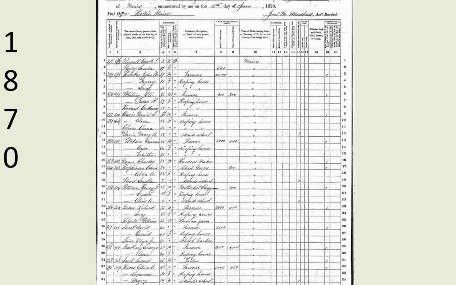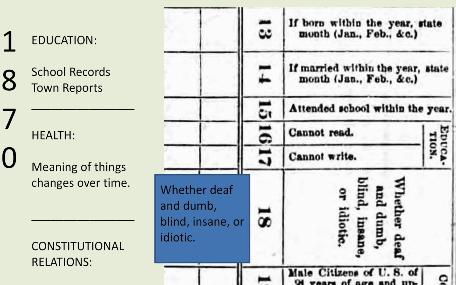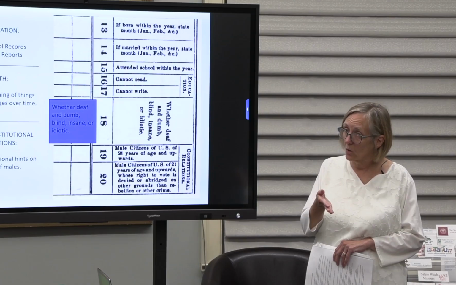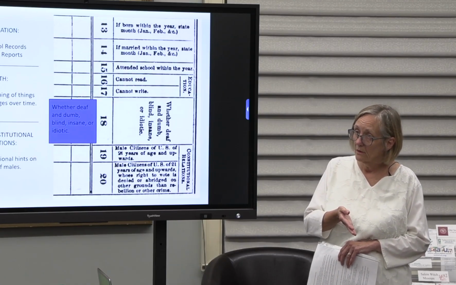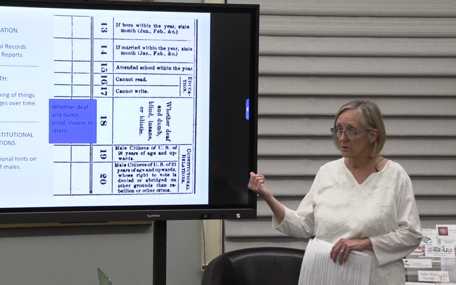So on here, I picked out to talk about some of these other things that are way over on the right-hand side. Education. Did you attend school within the year? Now, I also picked on this one in particular because this is the only census where they word this question in the negative. And they say, cannot read, cannot write. Every other census it says can read, can write. So if you've got yes, yes, yes, then all of a sudden you hit this census and you see no's, it's not that they're stupid. The government's stupid. They word the question backwards.